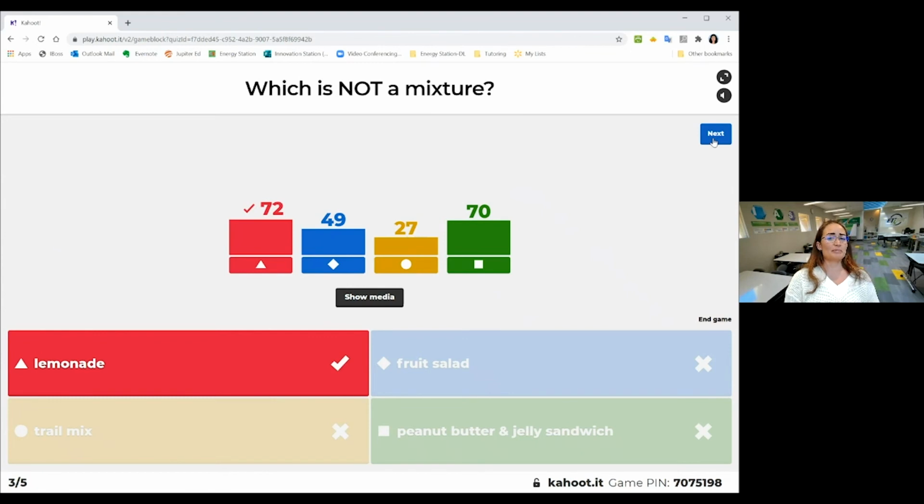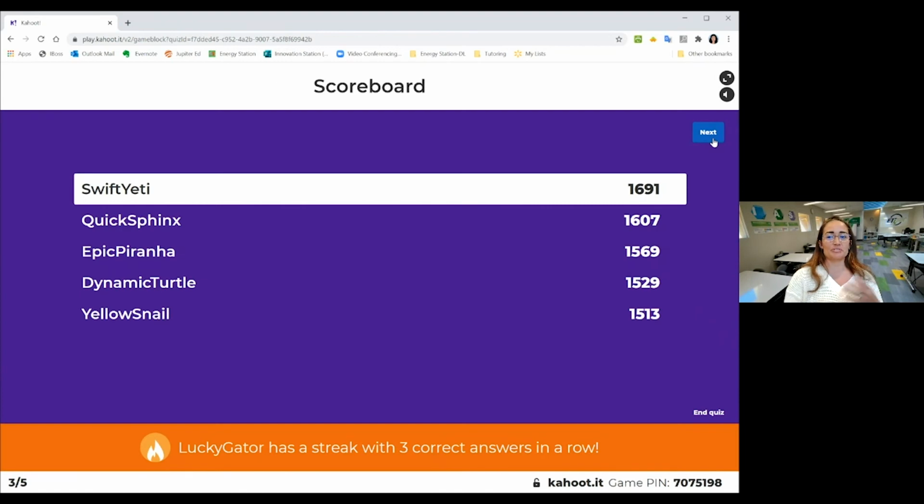Okay, lemonade. Ooh, a lot of people thought peanut butter and jelly sandwich. Yeah, I'm thinking of those jars of peanut butter where the peanut butter and jelly are mixed together, like the one at the store that's already made for you, but lemonade was the correct answer. You can't get the lemonade back out once you mix it. Think of when you mix your own at home.